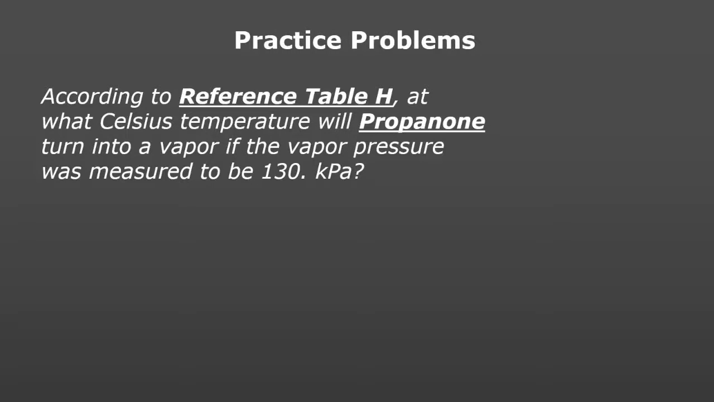So let's do some practice problems, and you're going to need your reference table H to figure them out. What is the Celsius temperature at which propanone turns into a vapor if the vapor pressure was measured to be 130 kilopascals? Find propanone, find 130 on the Y, and then figure out where they touch, and draw your finger down to the x-axis to figure out the temperature. You should have got 64 degrees Celsius.